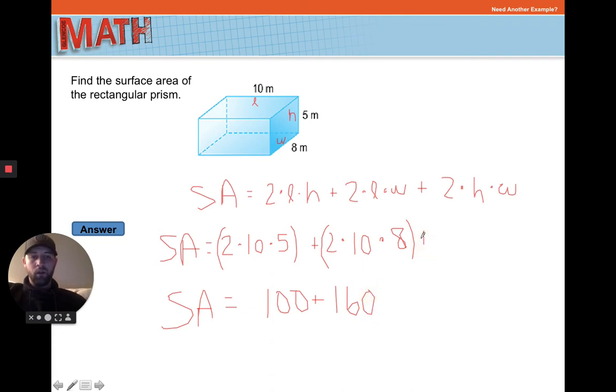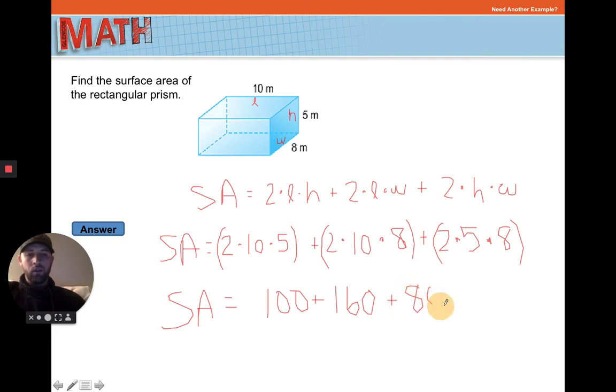And the last part here, 2 times, we're going to plug in what we got. 2 times the height, which is 5. And then multiply that again by the width, which is 8. And if we want to go ahead and multiply this, 2 times 5, you should get 10. And then 10 times 8, you should get 80.